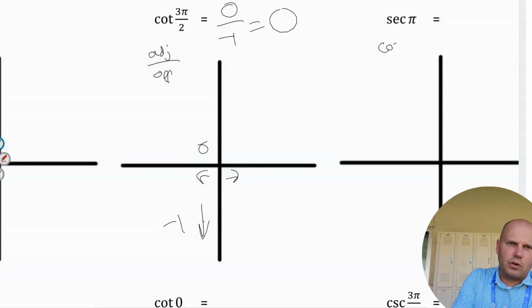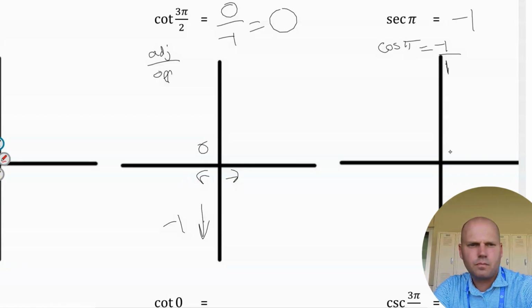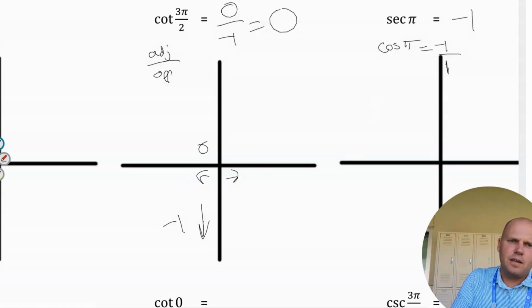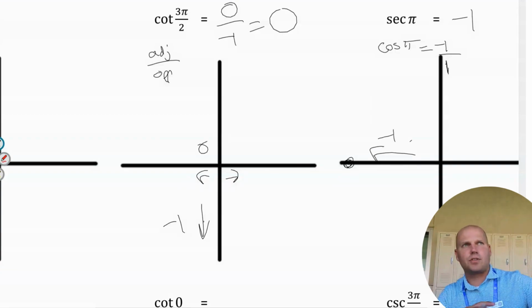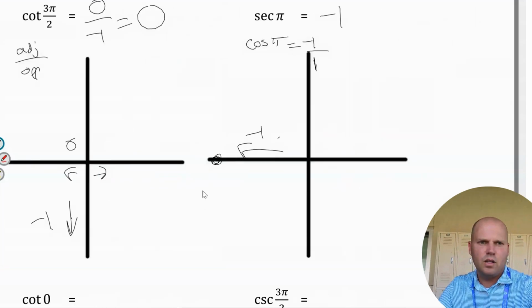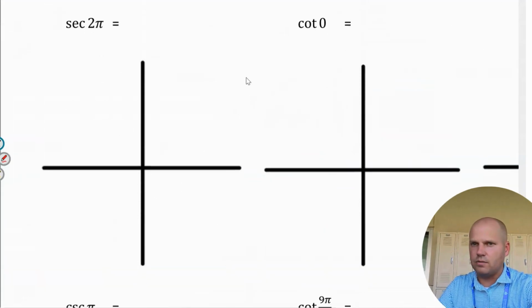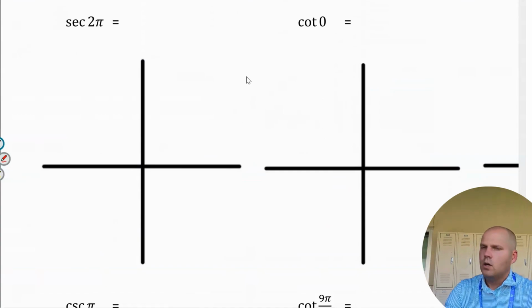Secant of pi, I know the cosine of pi is -1. If I flip -1, put a 1 under it, flip it, you still get -1. How do I know the cosine of pi? Here's pi. I go to the left 1. I do not go up or down. So the horizontal, the adjacent, is -1. If you're not getting this, come in. I'll give you more practice.